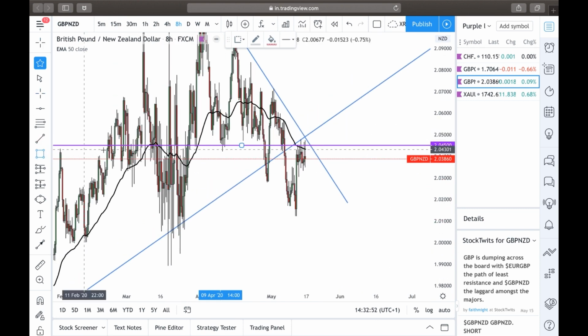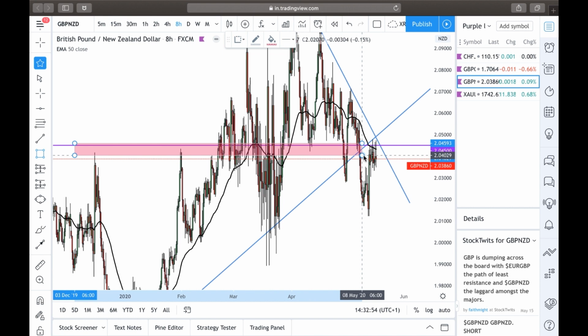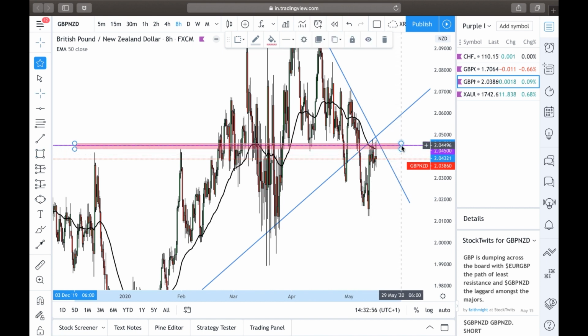Stick that on. Yeah. Stick this pink zone on, if you want to stick it on. I like my pink zones. Pink is a nice color.